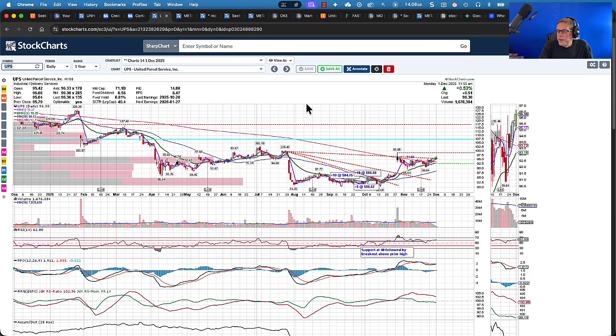And then finally we get to UPS. So UPS had been in quite a downtrend. I had some resistance lines drawn here that it broke out above this lower one. It broke out above this second one, but it has not been able to break out above this third level of resistance. It looks like today that it is trading above that level, so my next level of resistance would be about $98 or so, $99.